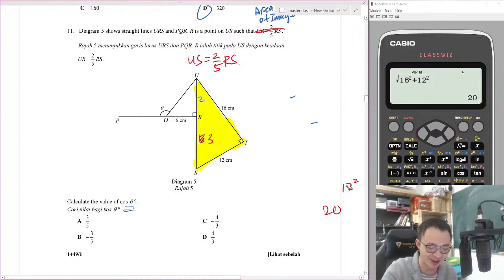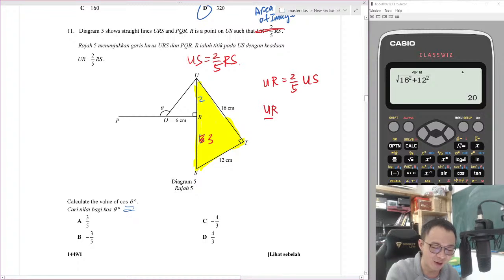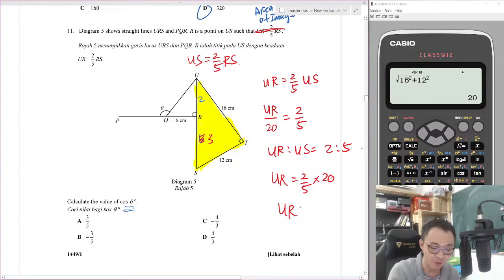So basically I'm trying to change it into something like this. Sorry, this one will be UR equals 2 over 5 US. UR over US is 2 over 5. UR ratio US is 2 ratio 5. That makes more sense, right? Because right now we get US equals 20. So you just substitute the 20 into here. Then UR is 2 over 5 times 20, which will be 8. So here will be 8 and 12.